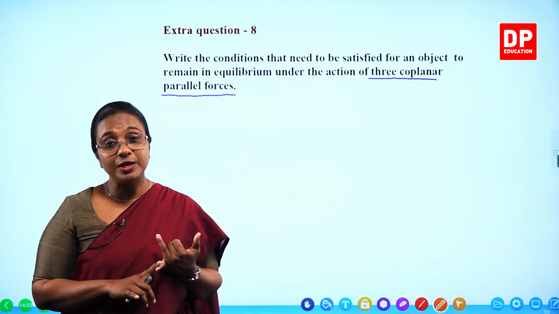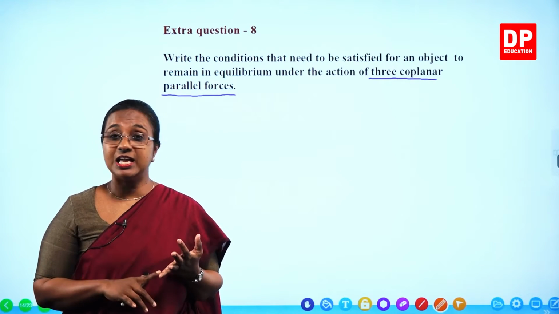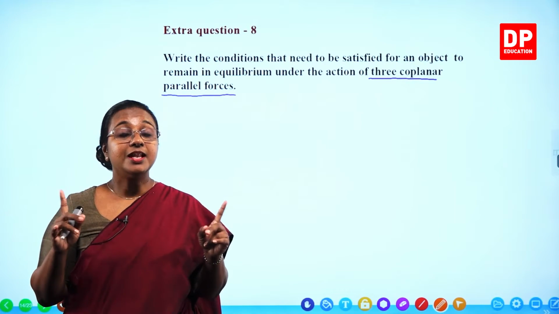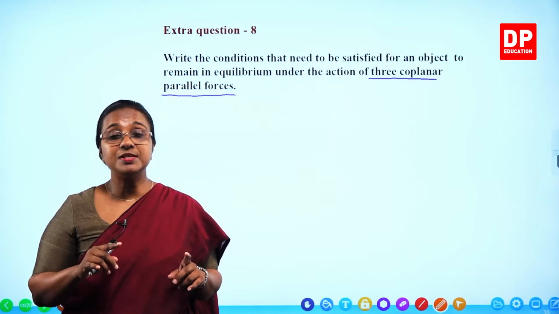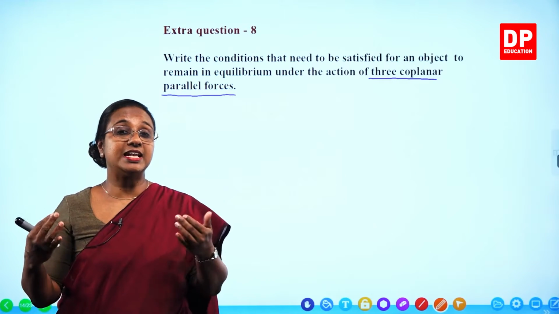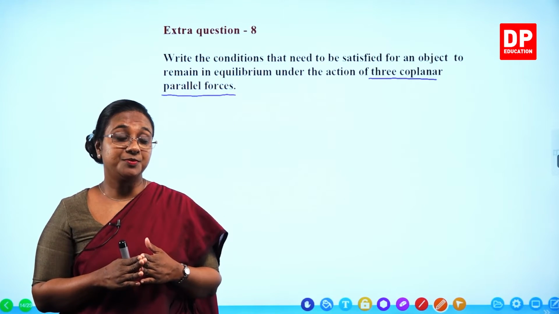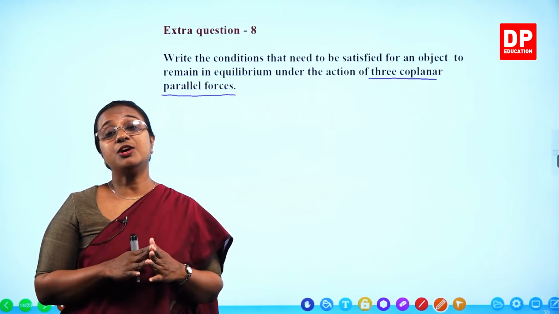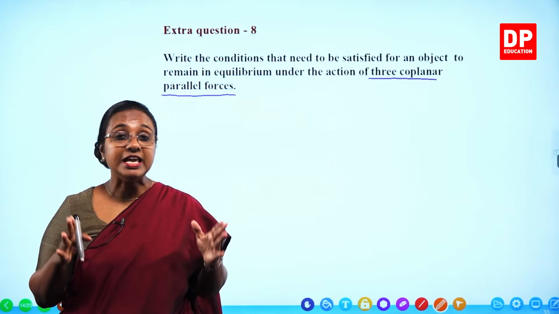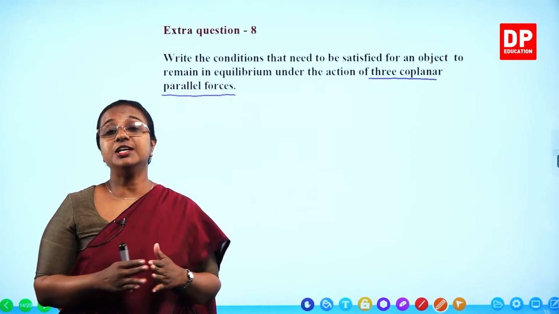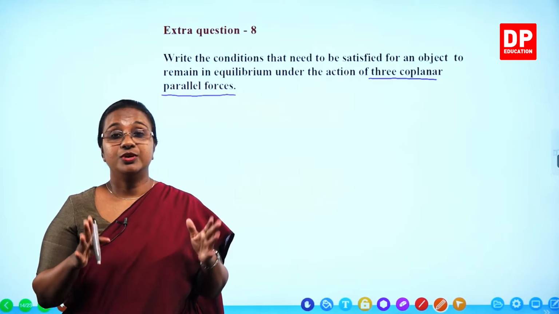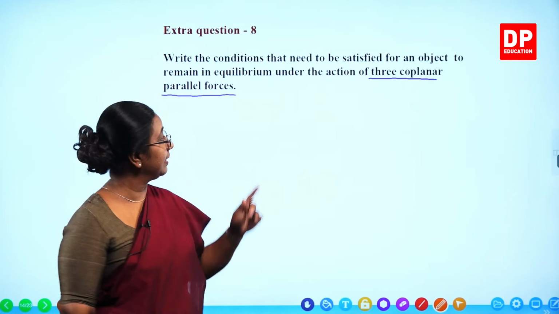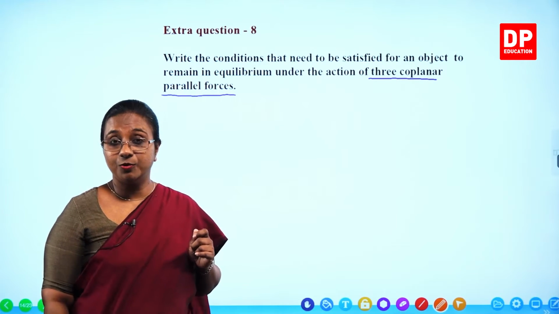First one, they all should be coplanar. That means they should all lie on the same plane. What is the second one? The direction of one force should be opposite to the other 2 forces that are acting in the same direction. And the third condition is that the resultant of any 2 forces should be equal and opposite to the third force. So, if those 3 conditions are satisfied, the object will be in equilibrium under the action of 3 coplanar parallel forces.